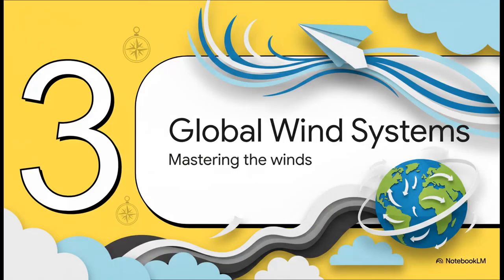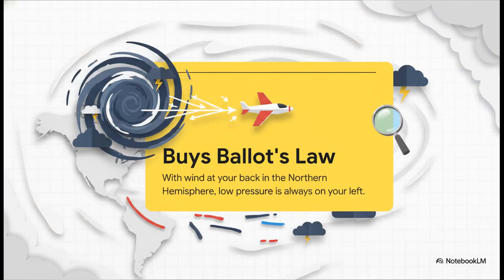All right, climbing up to Section 3, Mastering Global Wind Systems. Time to master the winds. As we hit cruising altitude, situational awareness becomes everything. Enter Ballot's law. Honestly, this is one of the most brilliant, actionable rules in meteorology you could possibly memorize. In the Northern Hemisphere, if you're flying or even just standing outside, with the wind hitting your back, the low-pressure area is always going to be on your left.